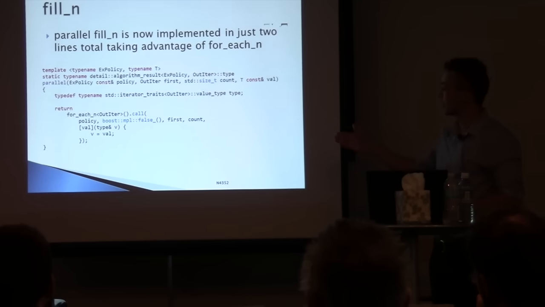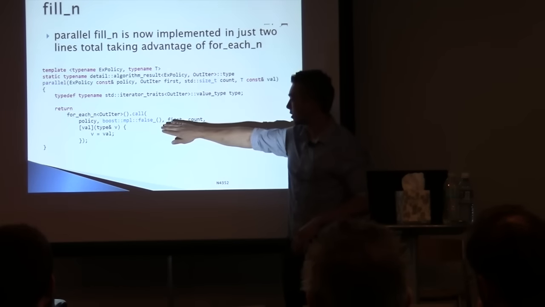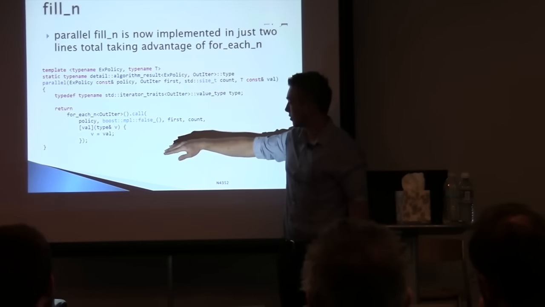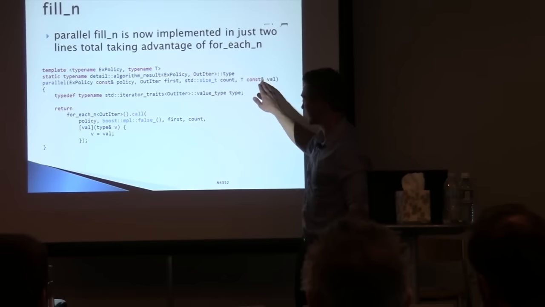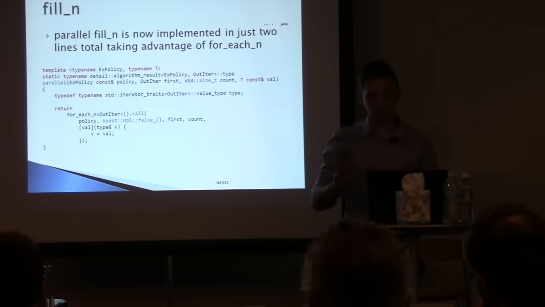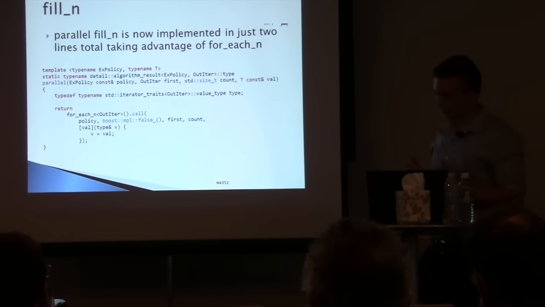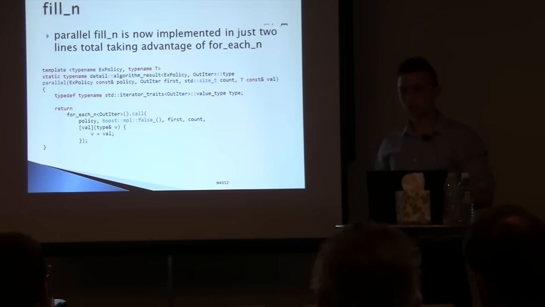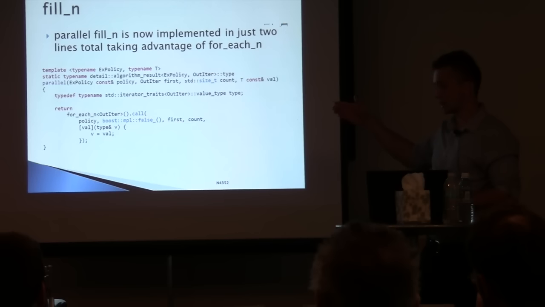And all you're doing inside this is your lambda function here will set every value of the range to the value passed into fill. And the boost::mpl::false_ is a way of jumping straight to the parallel execution for_each_n. So this does not do any second checking. It'll actually go straight to the for_each_n algorithm and call the parallel.